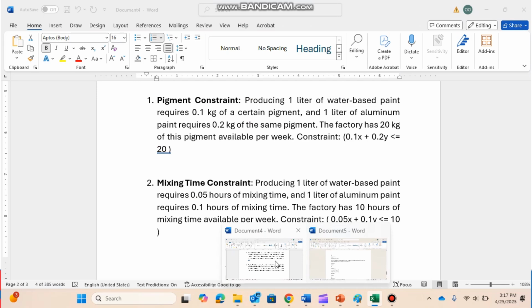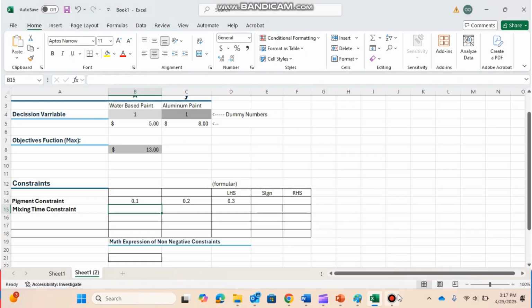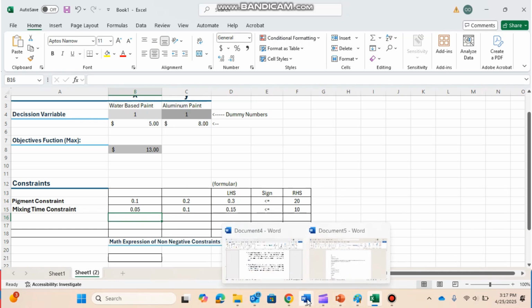Then this one is 0.05 plus 0.1. Then remember the sign here is less than or equal to, here also less than or equal to, and this is 20 kilograms. You just drag this down, then you get the same value, and this is 10. Okay, good. So what other constraint do we have from our solution?